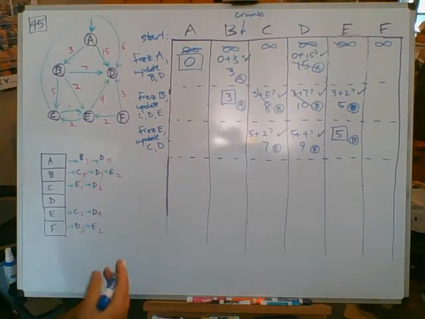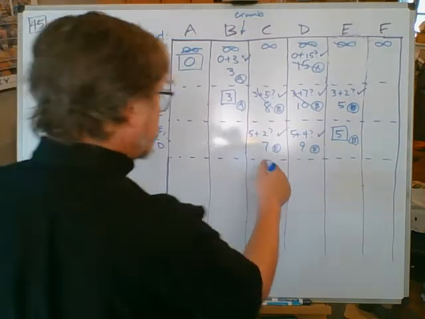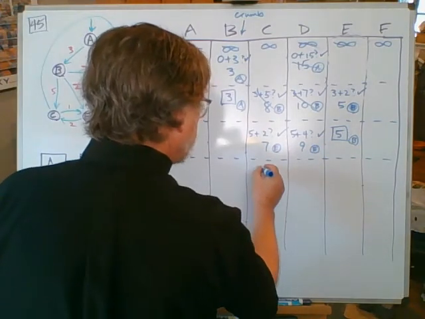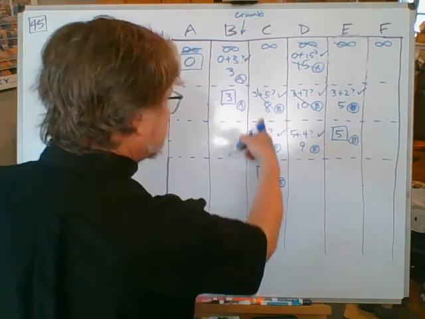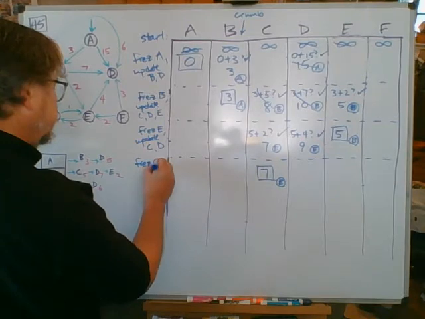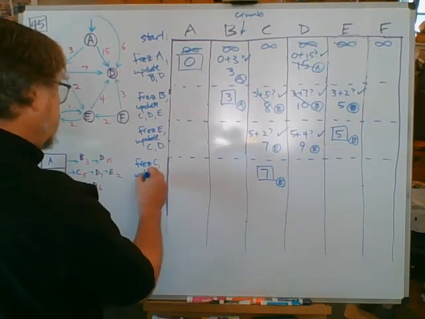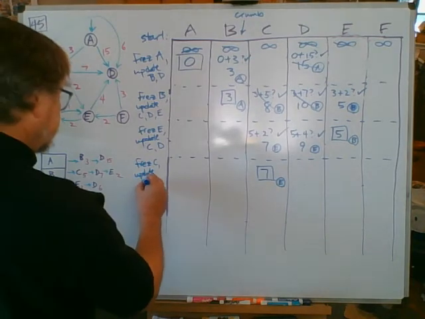Who gets frozen next? Well, we look at all the ones that are not frozen. We're running out of unfrozens, but it looks like the 7. 7 is going to get frozen with node E as its crumb field, and 7 is node C. Freeze C. Update whoever is in its adjacency list, E and D.